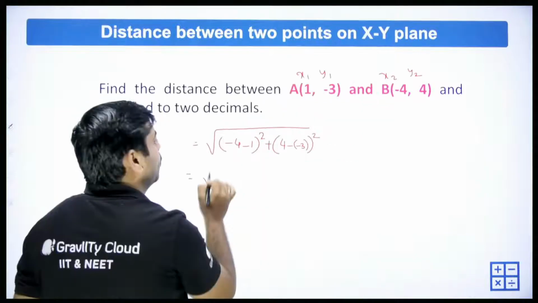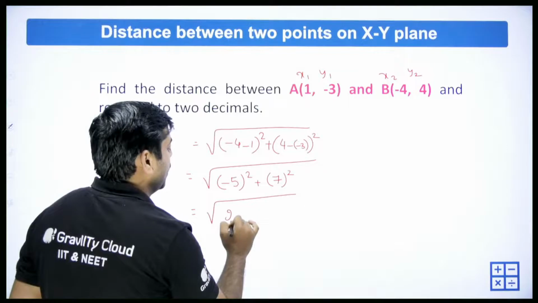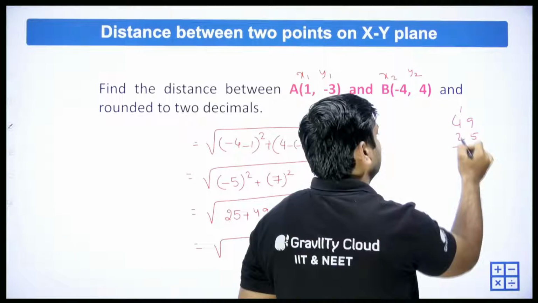So minus 4 minus 1 whole square is minus 5 square, plus 4 minus of minus 3 is 7 square. So minus 5 whole square is 25 plus 7 square is 49. So 49 plus 25, how much is that? 9 plus 5 is 14, and 4, 5, 6, 7. So that will give you root 74. How to find root 74, we have discussed already in the lower classes, how to find the square root. But still, if you have any doubt in trying to find what is root 74, we are going to cover that in the next coming lecture.